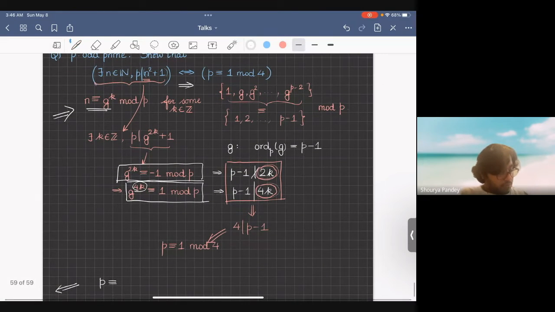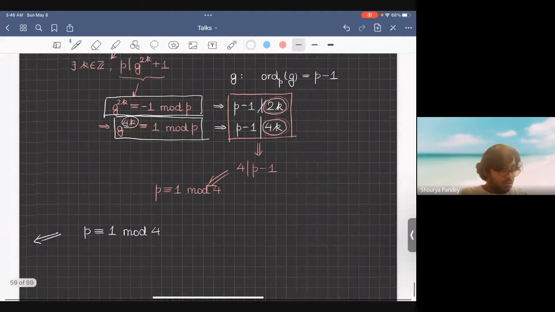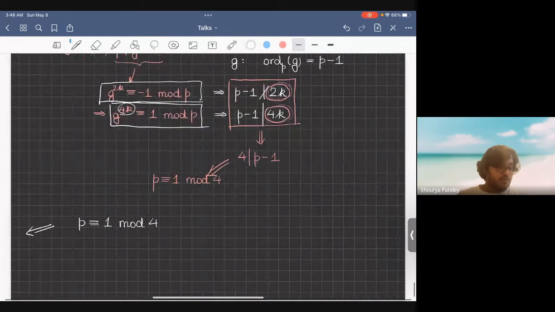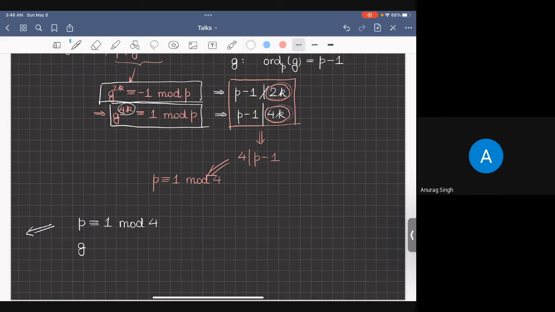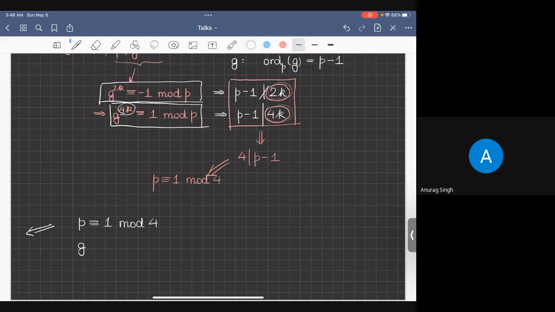So what about p being 1 mod 4? How do we show that there is an n for which n squared is minus 1 mod p? In fact, if you have a generator g, you can explicitly find such an n. Yeah, sure. It is mostly the reverse. We get that p minus 1 is a multiple of 4.